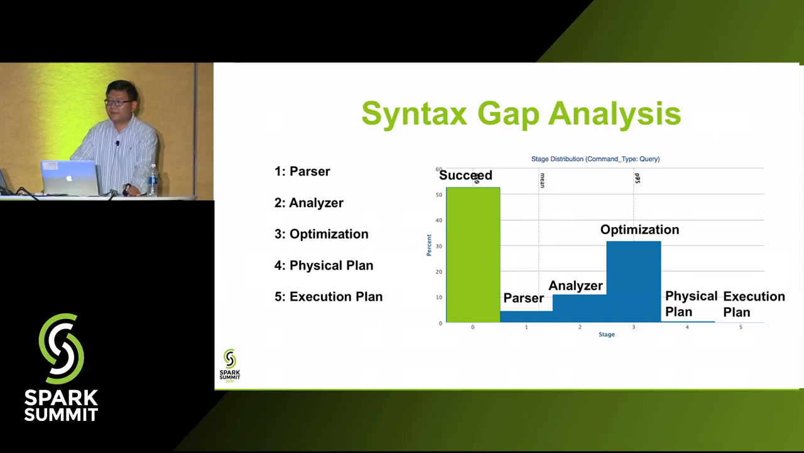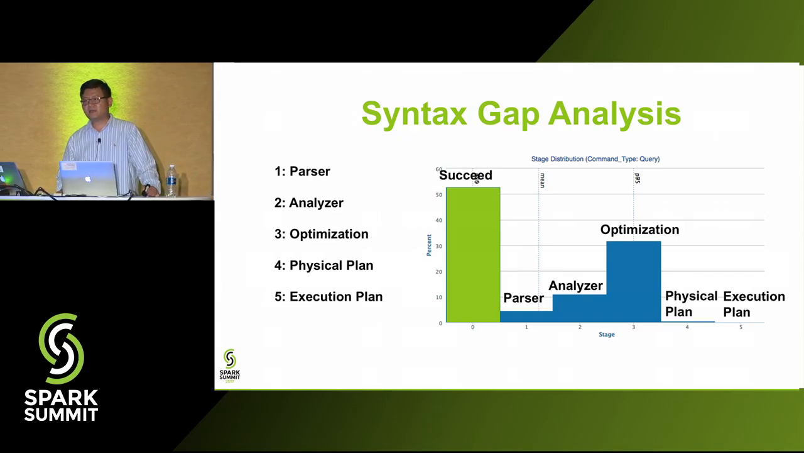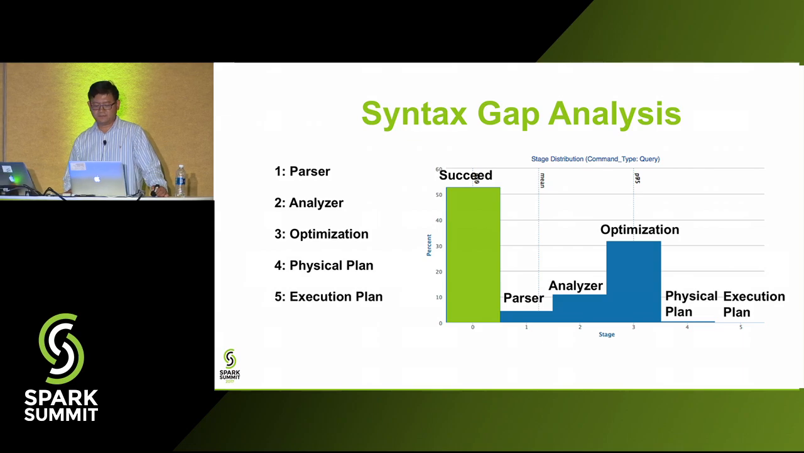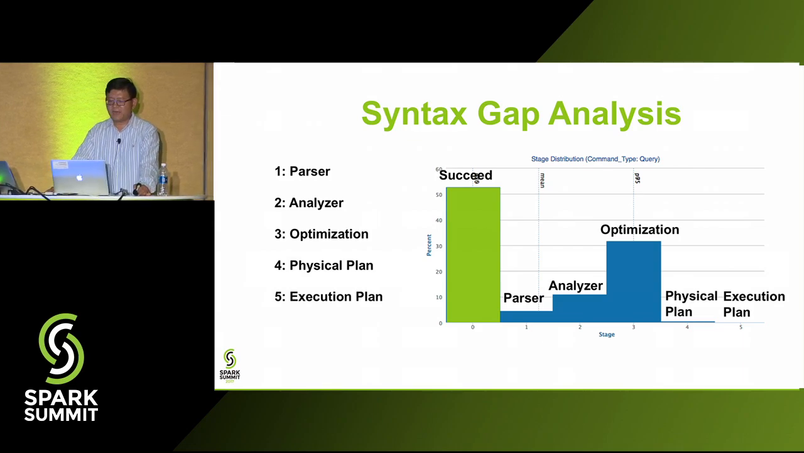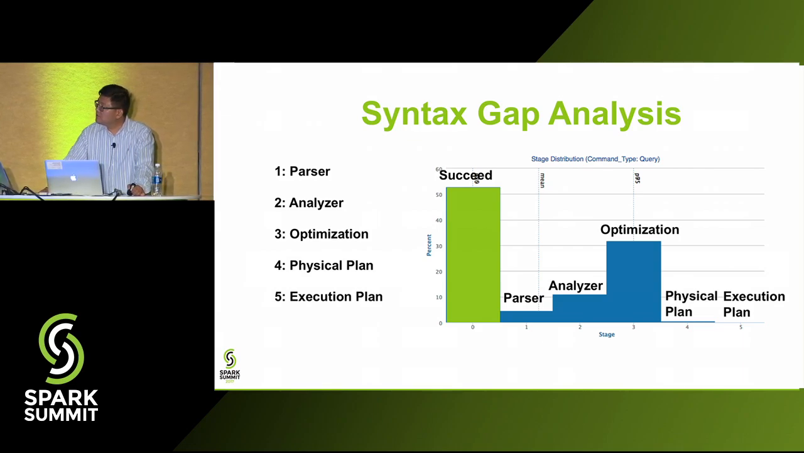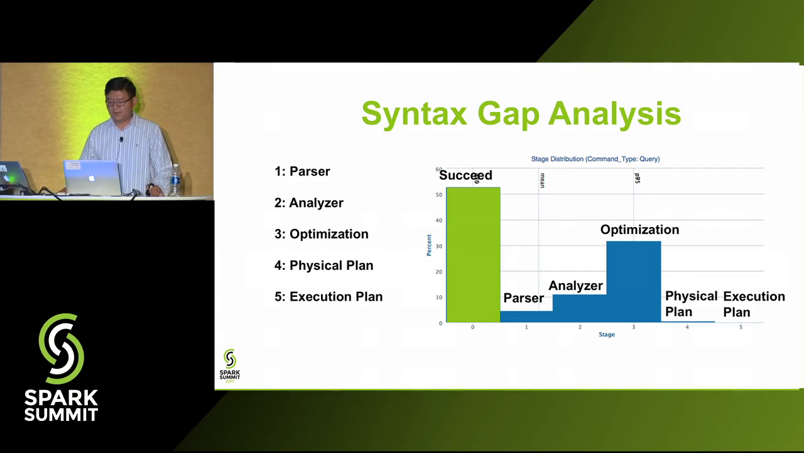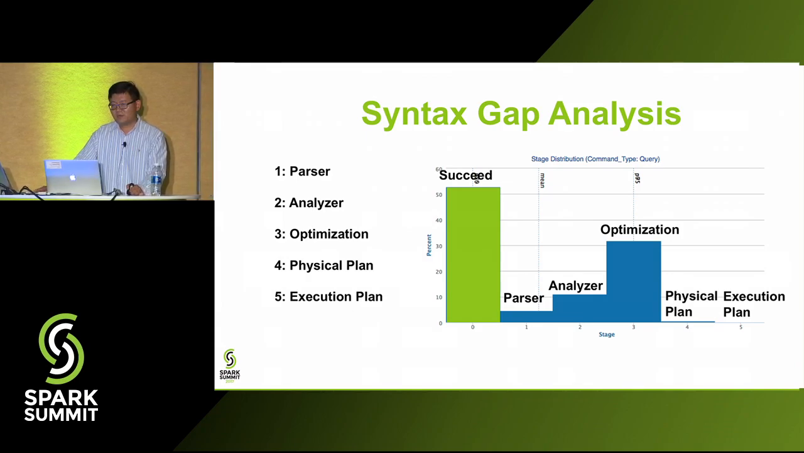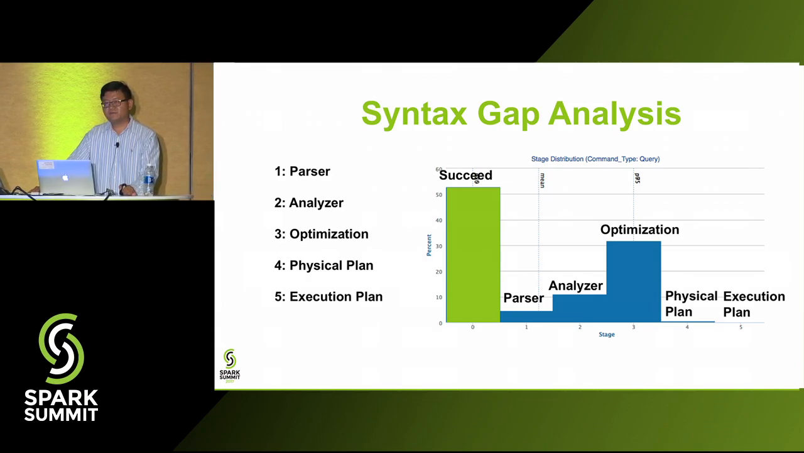This is the initial data we get. The green bar is all the queries that can pass all the different phases. Most of the failures happen in optimization, followed by the analyzer and the parser. There are a small number that failed in the physical plan. There's no query that failed in the execution plan. But this number is quite encouraging. More than 50% can go through all the syntax analysis phases.